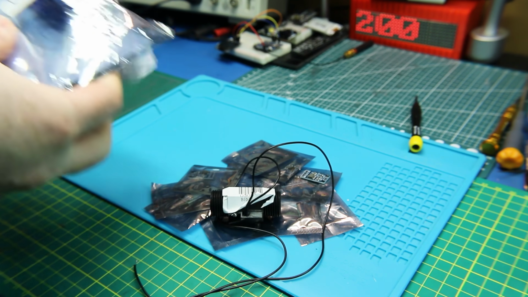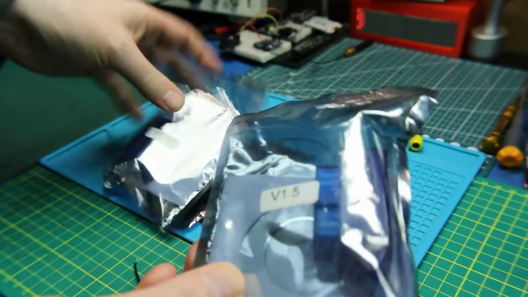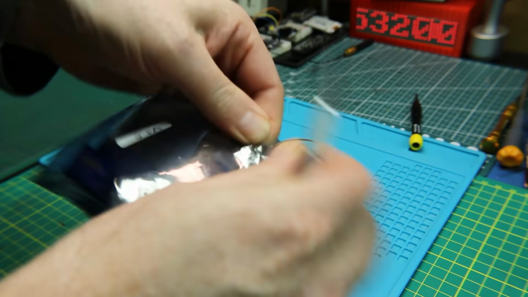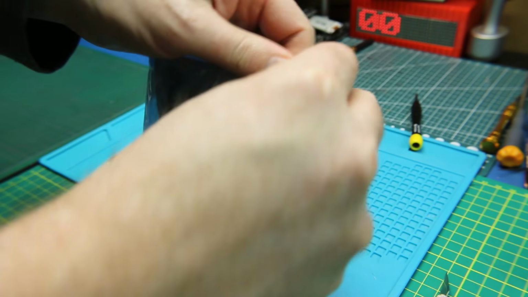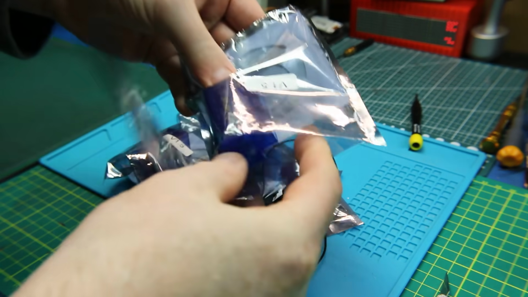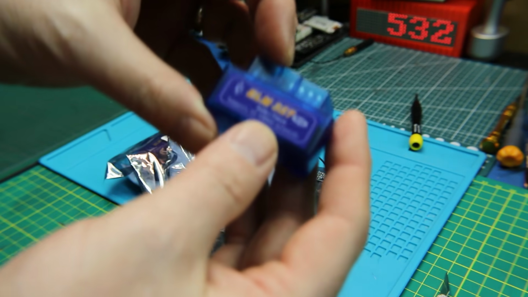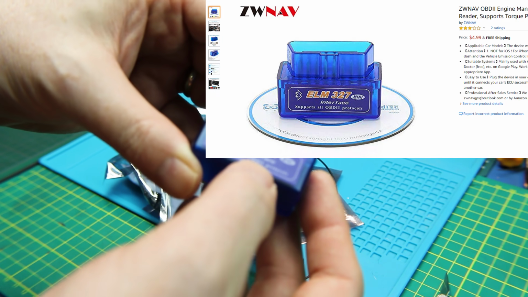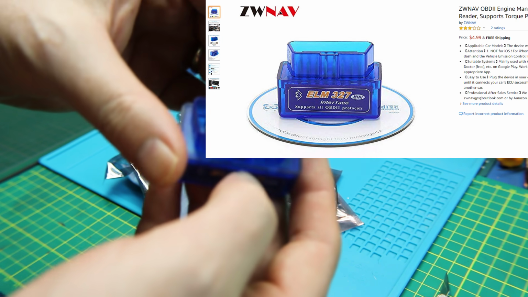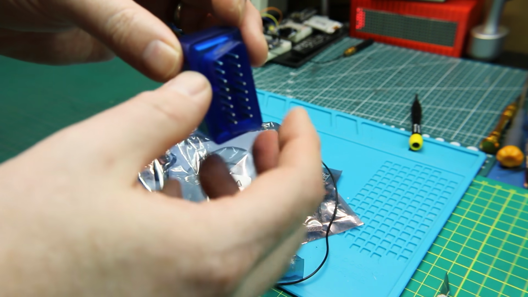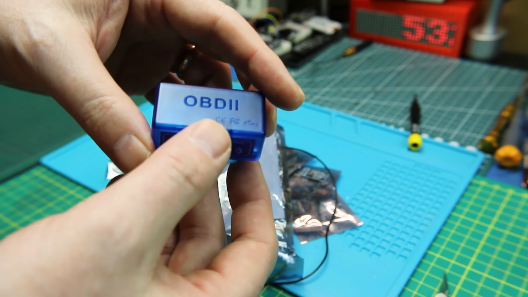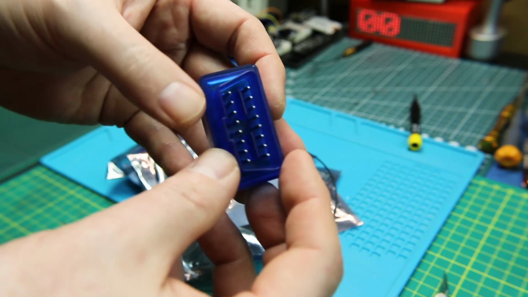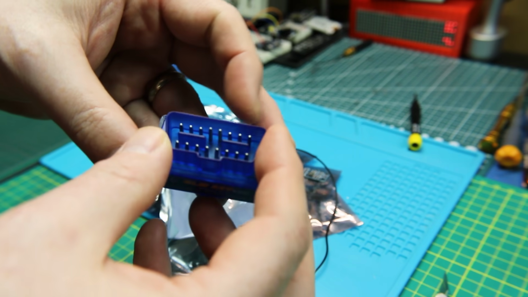Okay. Next up, two of these. These are Bluetooth OBD2 adapters. So this is the ELM327 interface, supports all OBD2 protocols. Well, spoiler alert, there is only one major OBD2 protocol. It's OBD2. That's what the government mandated that all manufacturers use.